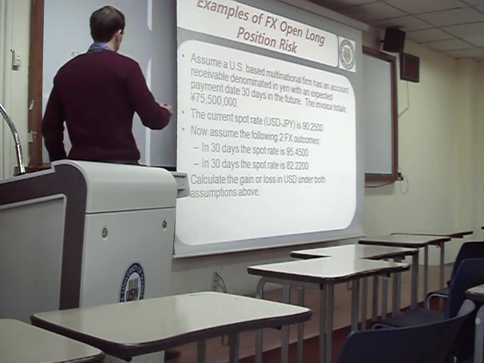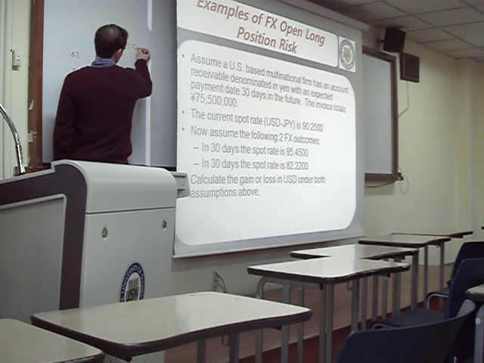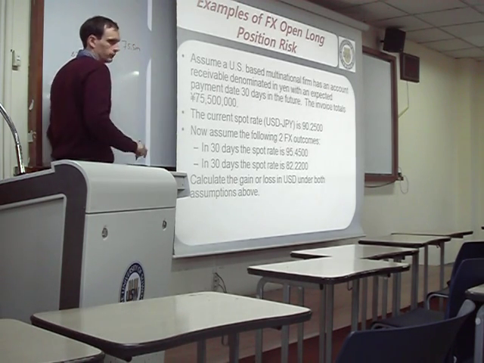You don't have to do all the zeros, right? We can just talk in millions. So we have 75.5 million. Easier, right?